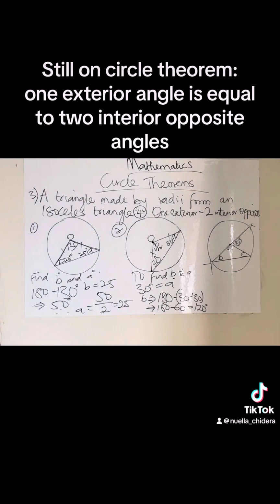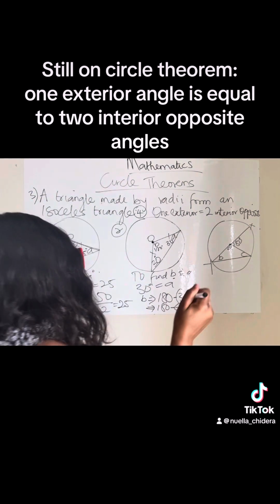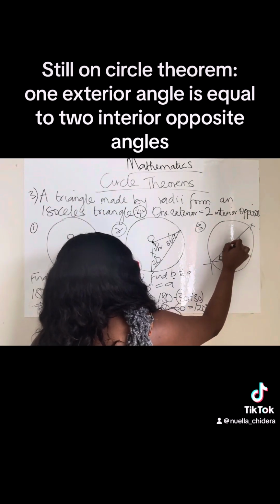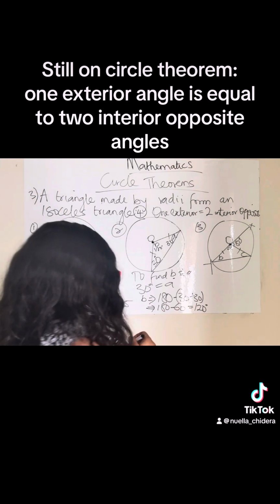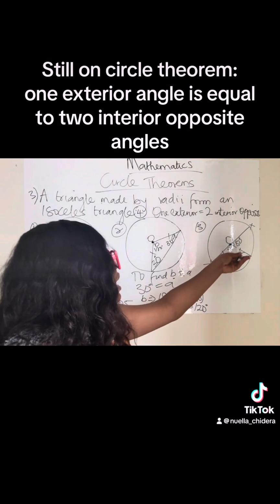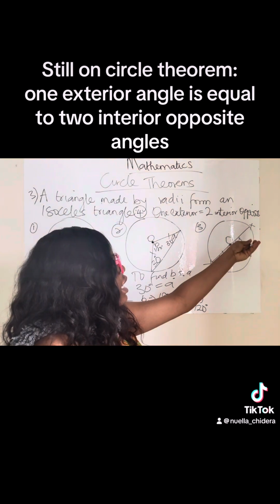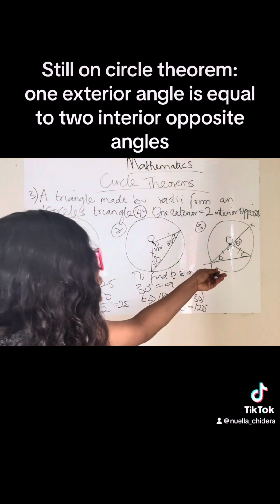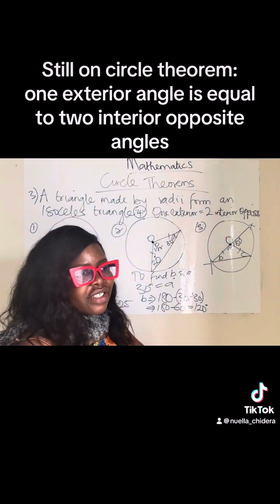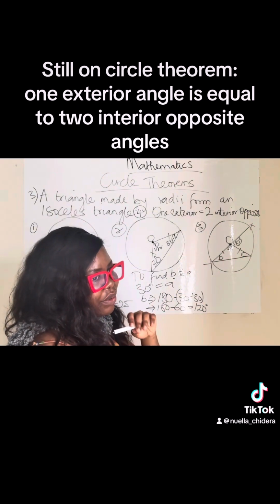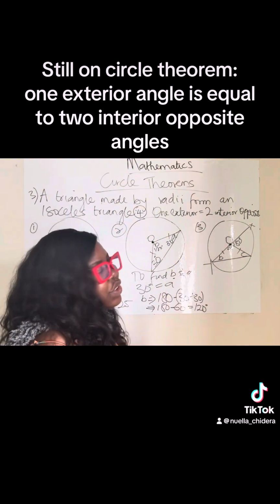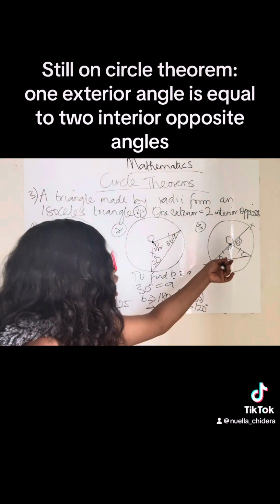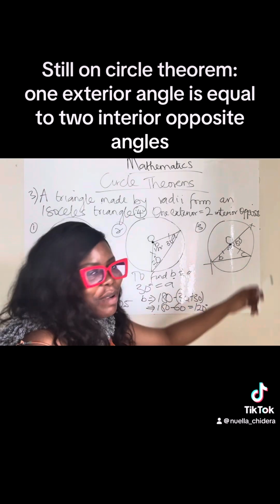Now we have another question. Number 3 says we already have the center of the circle O, and then we have an exterior angle here, 80 degrees. So if we have an exterior angle of 80 degrees, we have been asked to find both the base angles of the isosceles triangle and the other angle as well. So to do this, there are 2 ways to find A. It's either you find A first or you find the base angles.